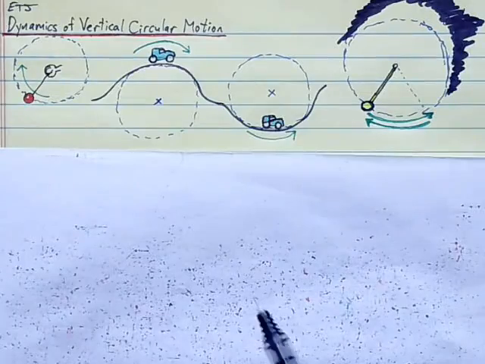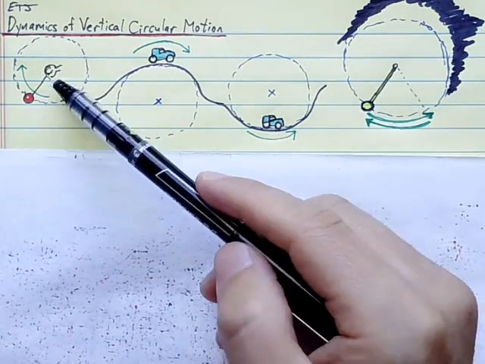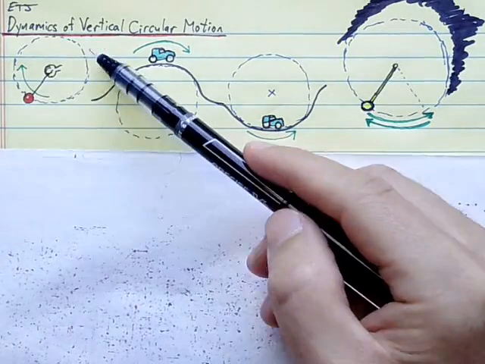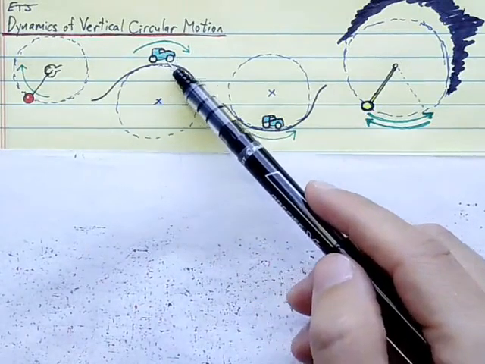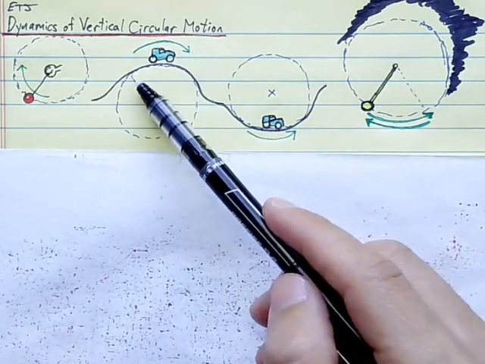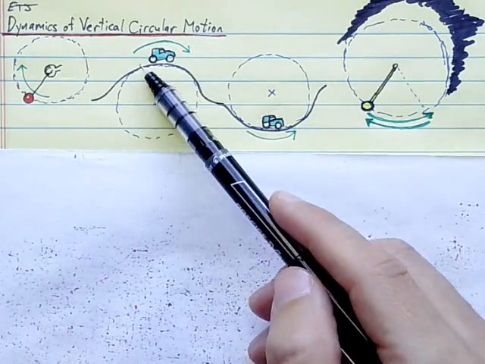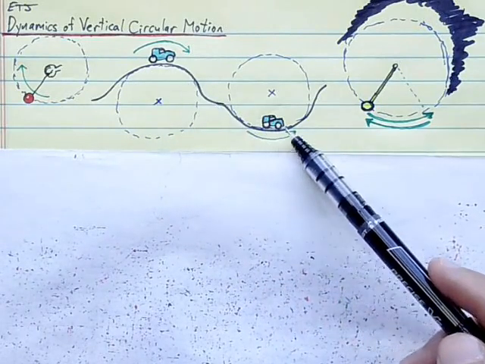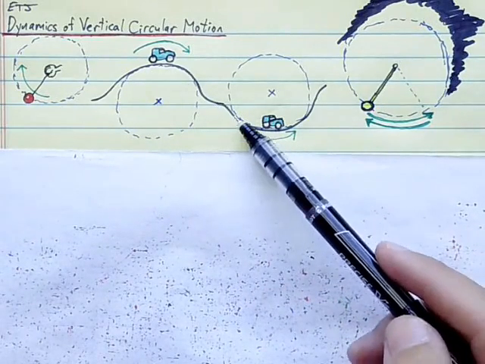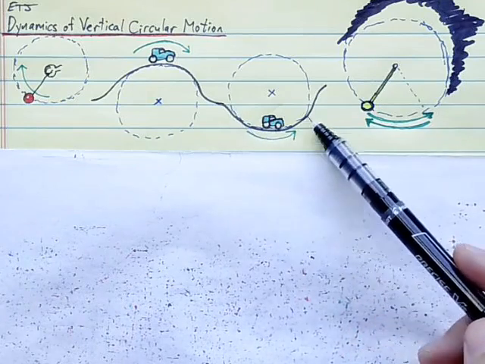Here are examples of four objects moving along vertical circular paths. We have a ball on a string being swung in a vertical circle like this, or a car going over the top of a round hill. As it's going over the top, it's moving along this top portion of a circular arc. That's circular motion. Or say at the bottom of a round valley here. Moving along the bottom, you're going along the bottom of a circular arc through that dip right there.